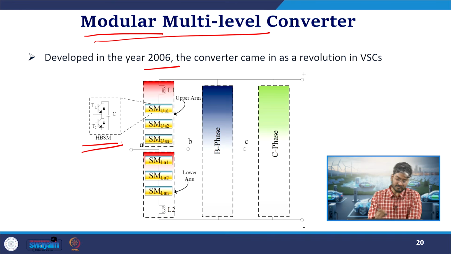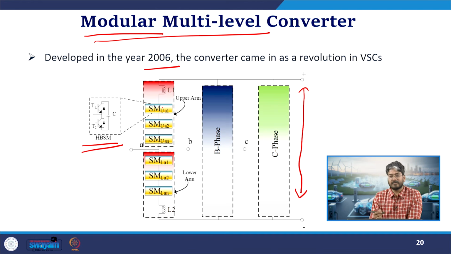It means it will have small building blocks. They will be repeatedly connected as per the requirement of the rating and the number of voltage levels at the output stage. So the more the voltage levels, the more the number of cells which will be used in this circuit.